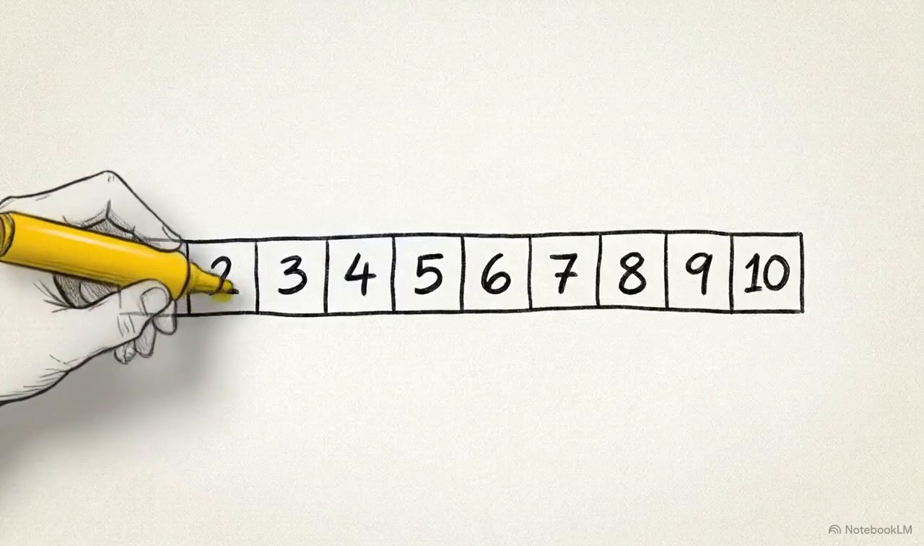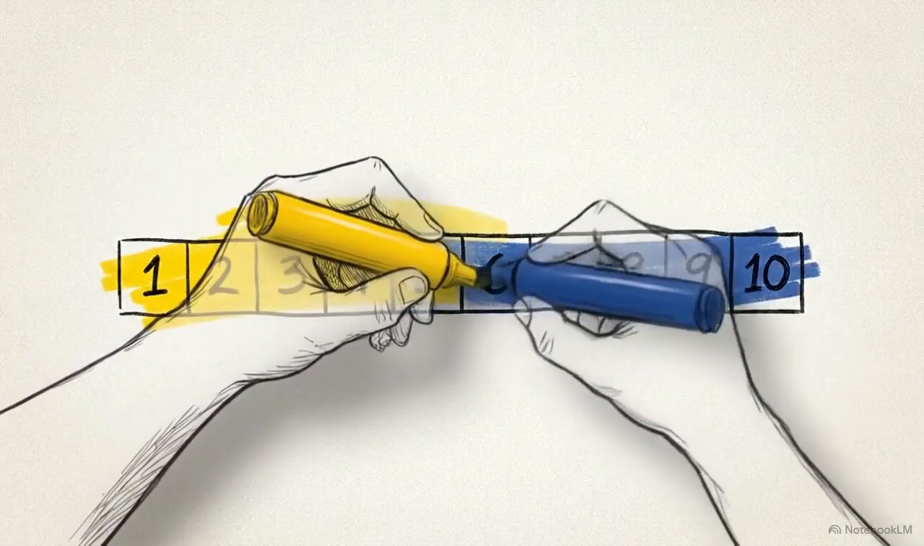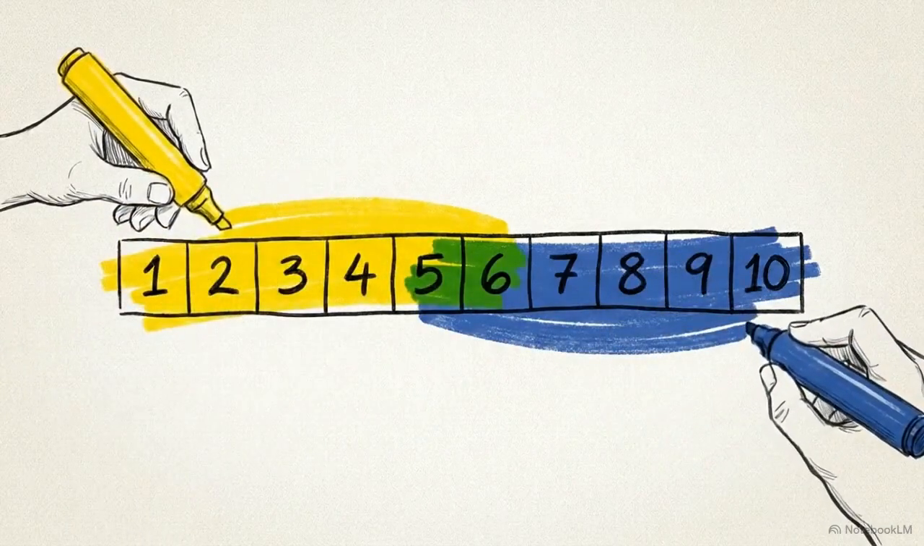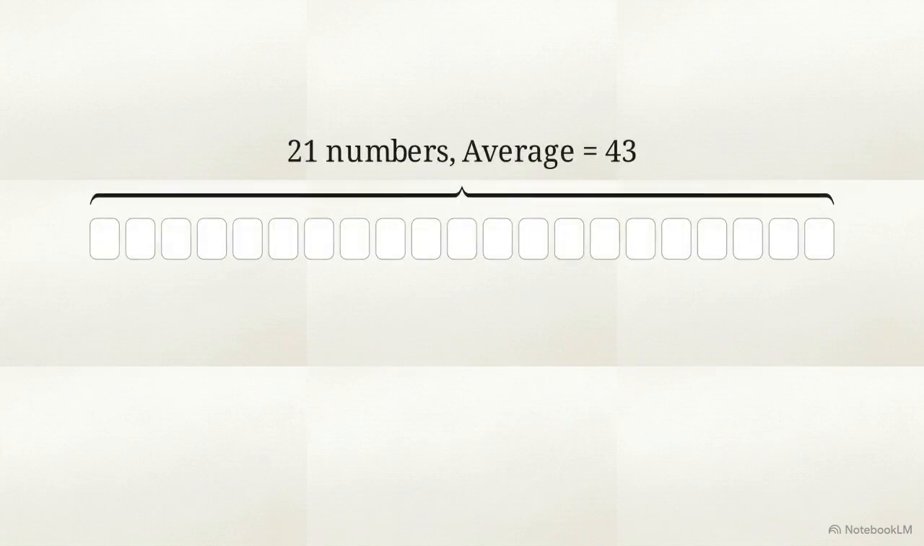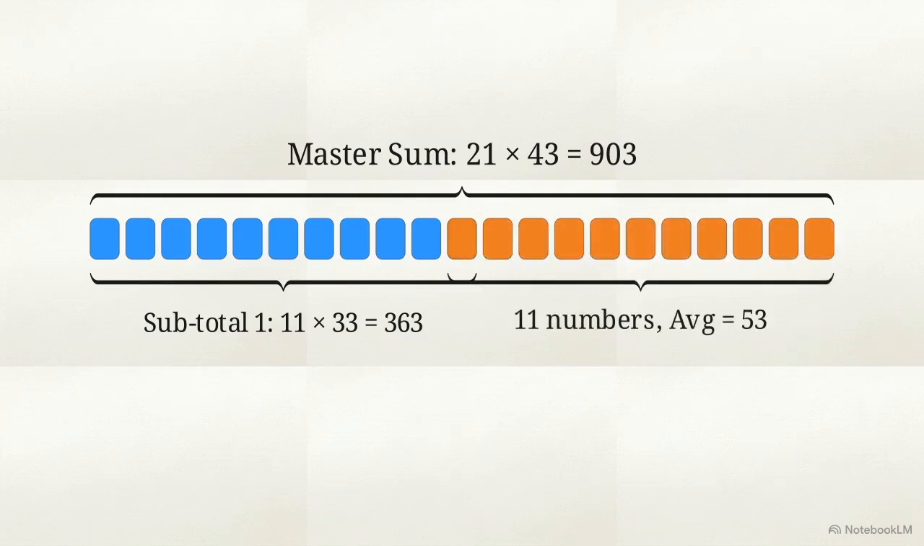The second variation is the overlap problem. Here, a specific middle number is counted twice because it exists inside 2 overlapping subsections of a sequence. We establish the baseline truth first. For a sequence of 21 numbers with an average of 43, multiplying the 2 gives us a master sum of 903. The problem states the average of the first 11 numbers is 33. Multiplying those 11 slots by their average calculates a subtotal sum of 363.